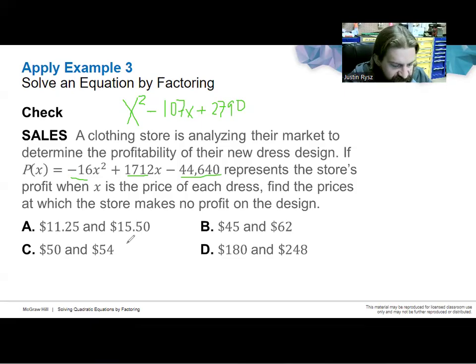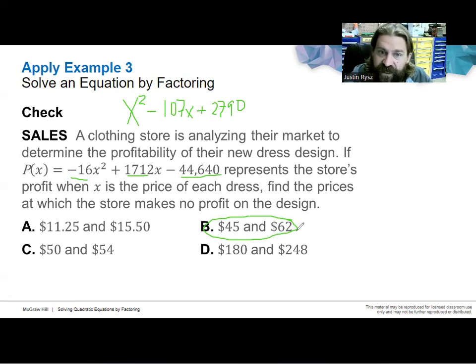All right, what about 45 times 62? Does that multiply to get 2790? It does. We add them together. Does that equal 107? It does. So B is the one. If I did 45 times 62, 2790. 45 plus 62 is 107.